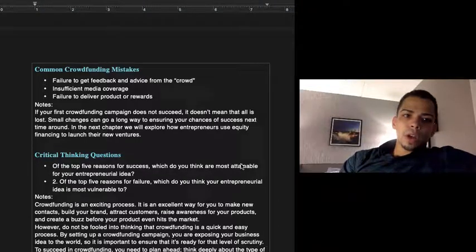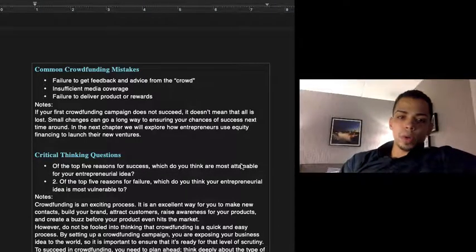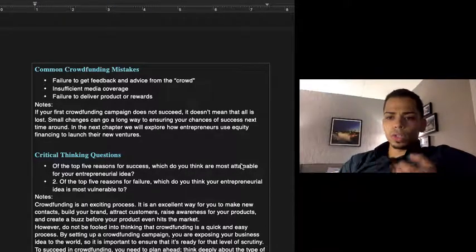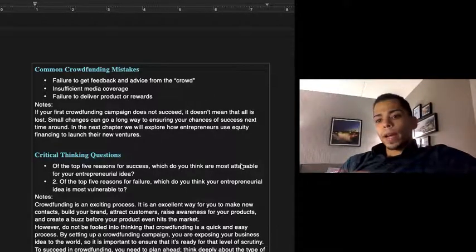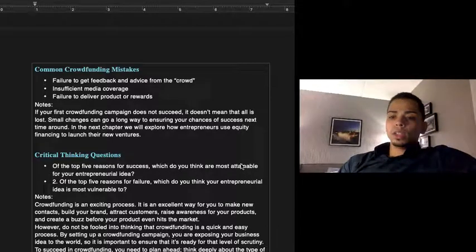So some common crowdfunding mistakes is failure to get feedback from the crowd. You want to use the crowd to customize your product. Remember, they're telling you what their needs are, what their desires are. So you want to capitalize on this information and implement it into the product. So use the customer's feedback to create the product through the crowdsourcing platform. Also, provide enough media coverage for them. They should be able to find out about your product through websites, through social media. There should be plenty of media coverage.